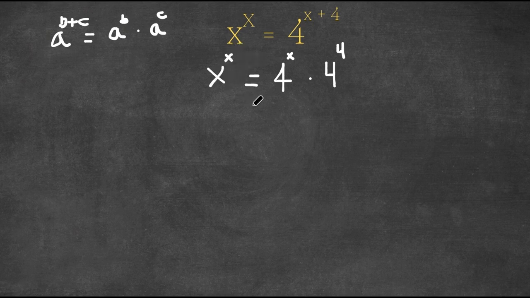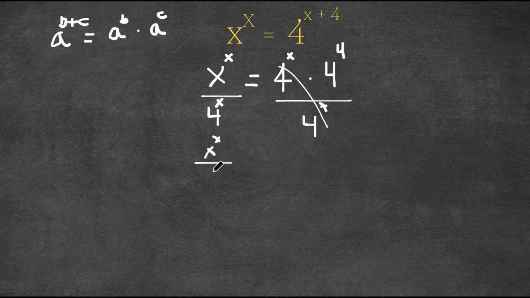Now we're going to divide both sides by 4 to the power of x. If we divide this side by 4 to the power of x, then what we do on one side, we have to do on the other side. So we divide this side by 4 to the power of x as well. These two cancel out, so we're left with x to the power of x over 4 to the power of x equals 4 to the power of 4.